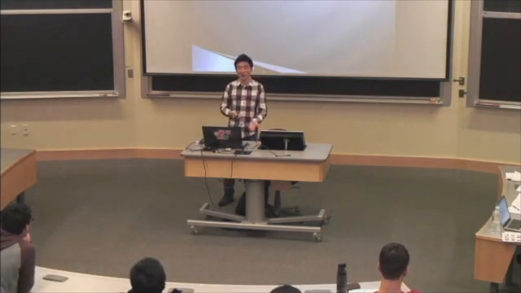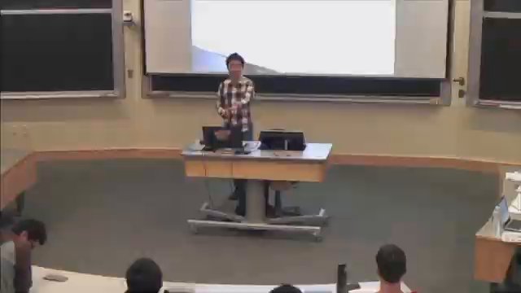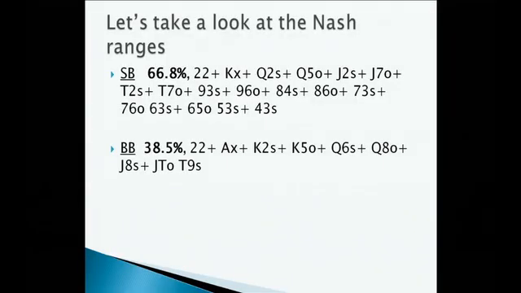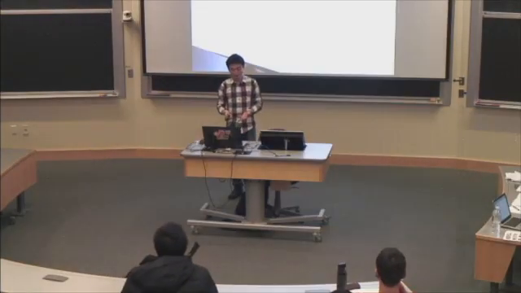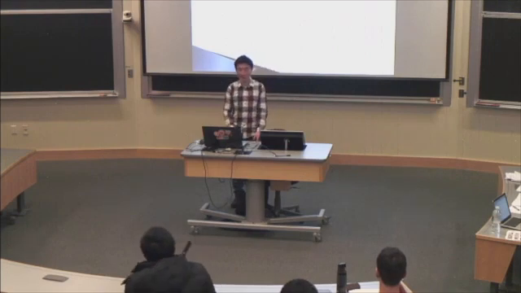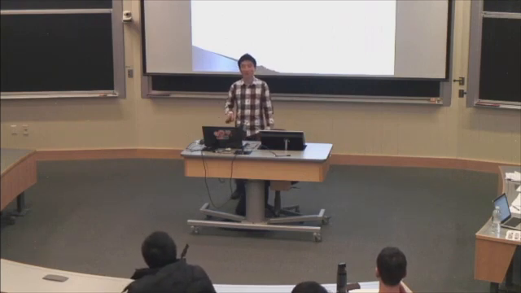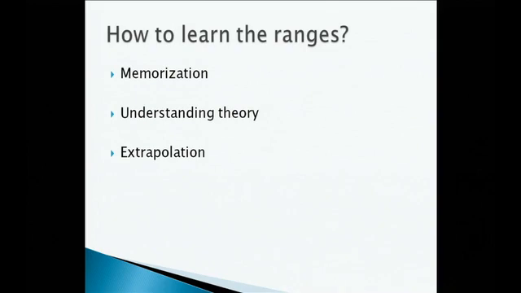So now you can ask me, how do we learn these ranges, right? I showed you the Nash range for one specific situation, but the situations you can enumerate, there's going to be a lot, right? I showed you the range for small blind versus big blind, and there's 15 big blinds. But what if it's 14 big blinds? What if it's 13 big blinds? What if it's 10 big blinds with no ante? So essentially, it's a combination of memorization, understanding theory, and then extrapolation / interpolation.